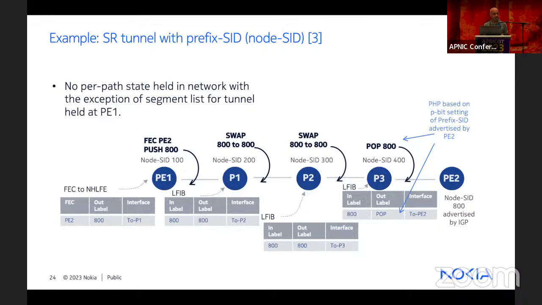Once these LFIBs are populated, that's it. It stays that way. You can create as many tunnels as you want because the state is in the packet itself. And that's what we mean by no midpoint state. So in fact, it should be more correctly, no midpoint state associated on a per-tunnel basis, right? It's the global state, which is the node SIDs, but there's nothing that is instantiated on a per-tunnel basis. Okay.